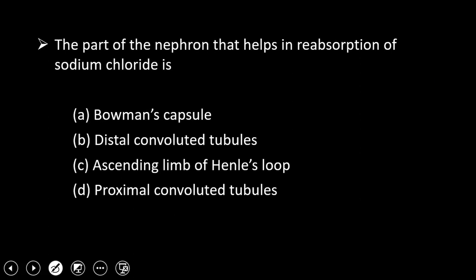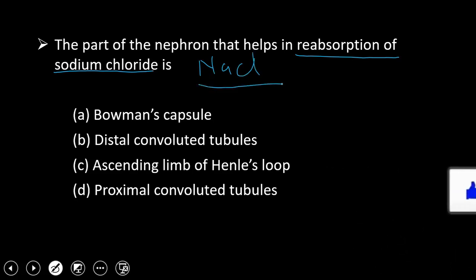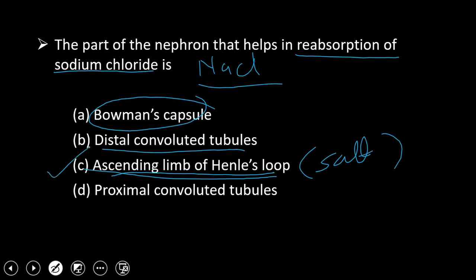The part of the nephron that helps in the reabsorption of sodium chloride, so only permeable for salt but impermeable for water. In Bowman's capsule, there is no reabsorption. In DCT, again, there is particularly reabsorption of sodium chloride, that is the ascending limb of loop of Henle, which is permeable for salt and impermeable for water. So the correct answer is C.